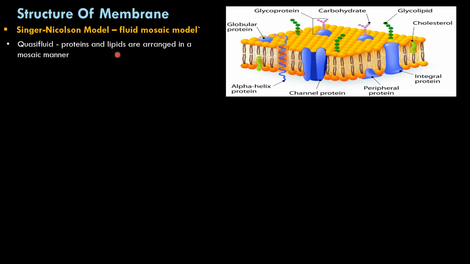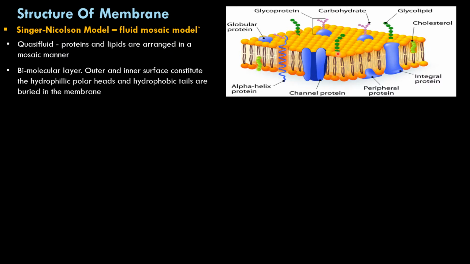The lipid molecules are arranged in the form of a bimolecular layer, in which the hydrophilic heads of the phospholipids are present on the outer and inner surface, while the hydrophobic tails are buried in the membrane away from the water. The proteins are arranged non-continuously. The membrane proteins are divided into three types, mainly based on their ease of extraction.